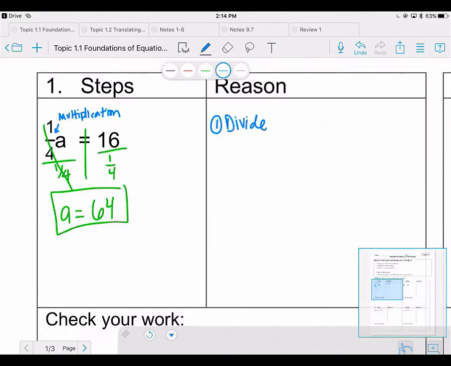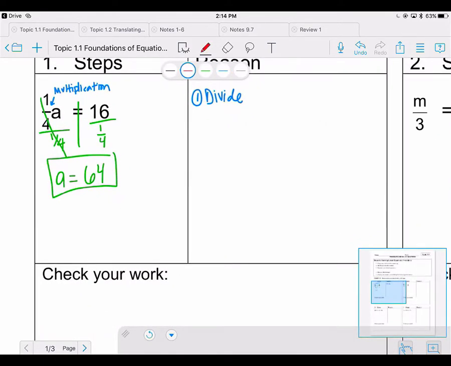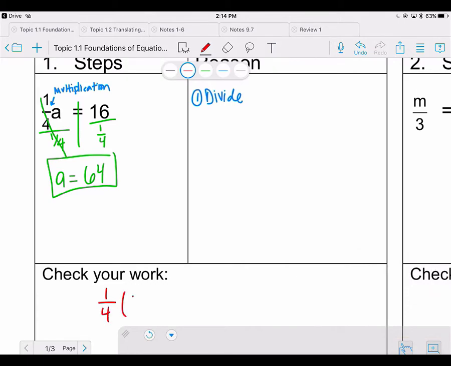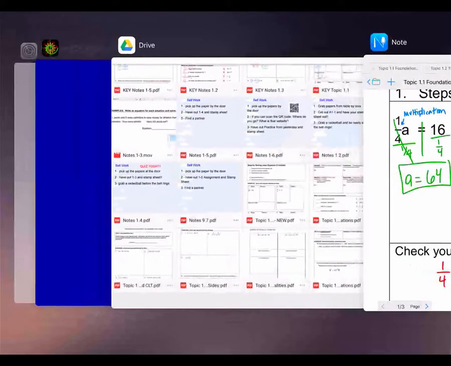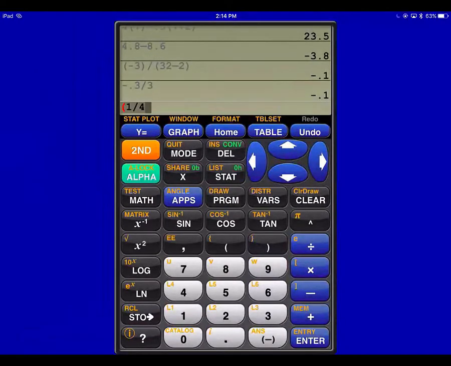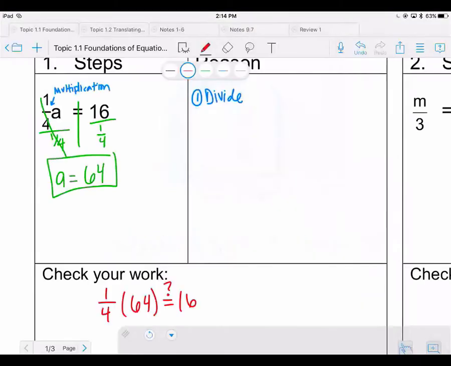In order to check your work, you simply plug in the number that you just got. We just got 64 for a. And we see if that equals 16. So on my calculator, I can type in 1/4 times 64, and it does equal 16. So my work is correct, and a does equal 64.